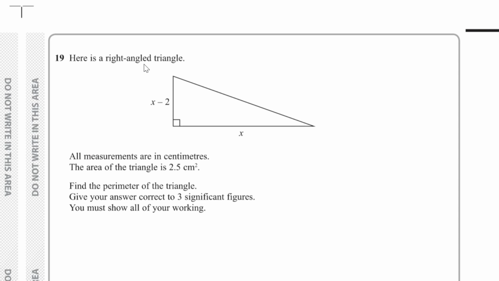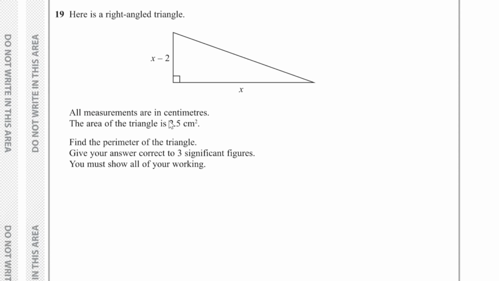Question 19. Here is a right-angled triangle. All measurements are in centimeters. The area of the triangle is 2.5 centimeters squared. And we have to find the perimeter of the triangle. Give your answer correct to 3 significant figures. You must show all your working. So first of all, for this larger length, we can use Pythagoras to find out what this is. This will of course be the square root of x squared plus (x minus 2) all squared.